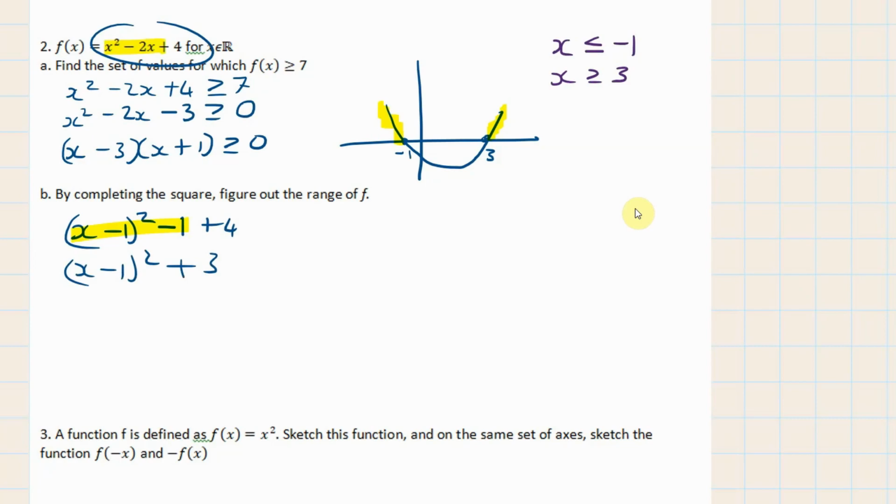And therefore the turning point is at (1, 3). Is that right? Well, that doesn't look right to me. Yes, no, that is correct. So that means that the range of it is f(x) is greater than or equal to 3.